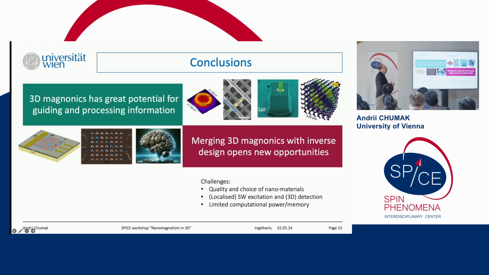Of course, there is a list of challenges which we have to address. So choice of material, quality of material. We need to find a way to excite spin waves locally, and to detect locally or in 3D, as we heard here at this workshop. Limited computational power, memory. So we always rely on numerics in this case. So we also need to think about novel approaches. So a lot of things to do, but also a very clear understanding of where to go.